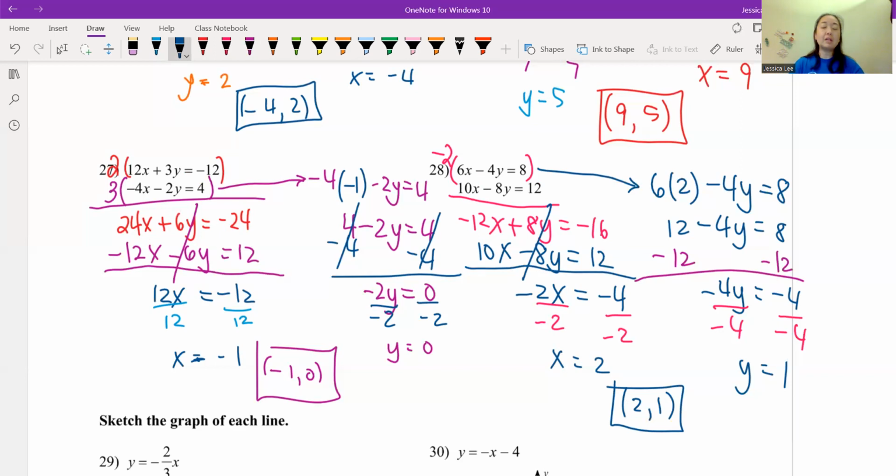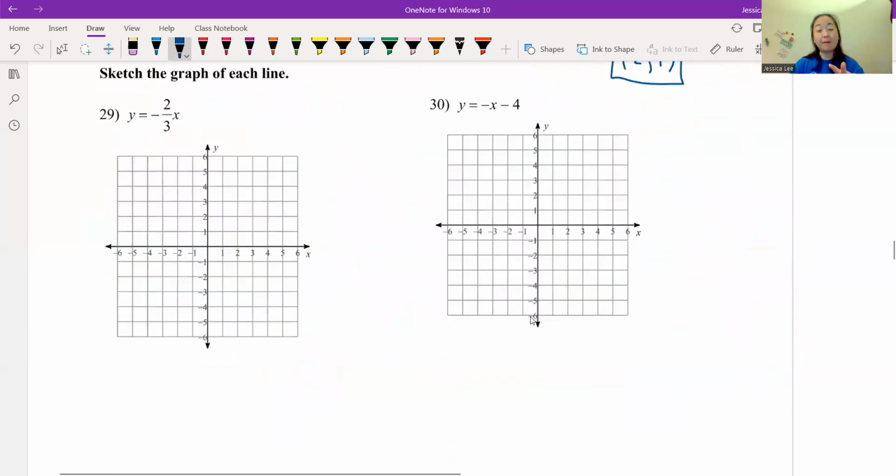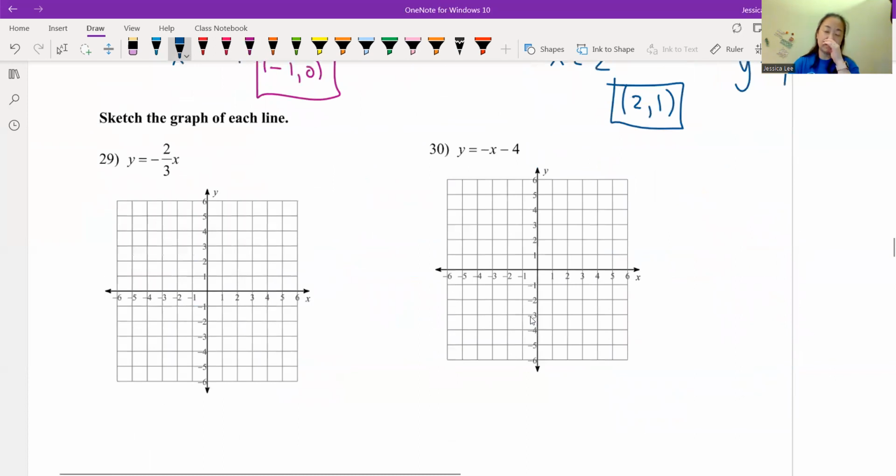Okay, so now we've done solving systems by elimination and substitution. And so we're going to now get into some graphing. So most of the rest of this stuff is graphing. There's still a little bit of solving to do at the very end, but we're going into graphing now. Are you ready? All right.